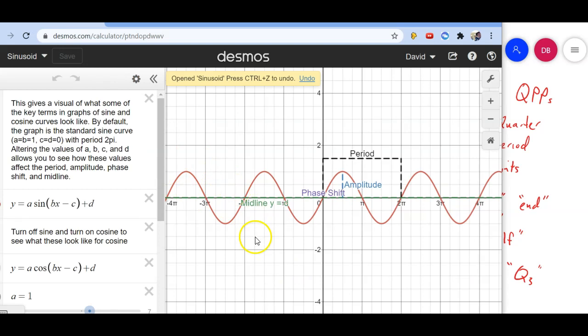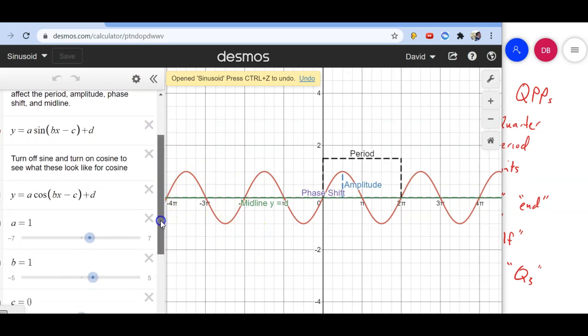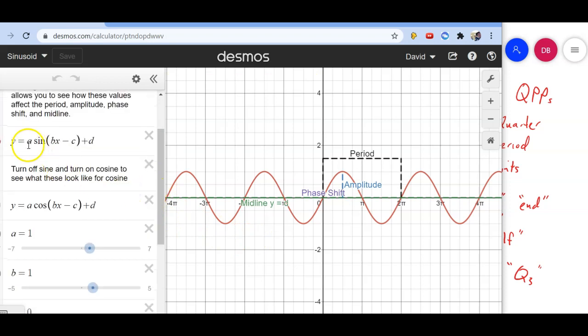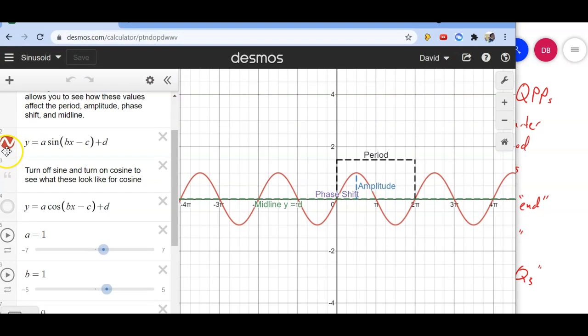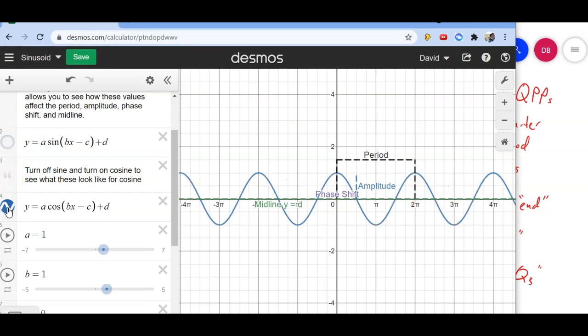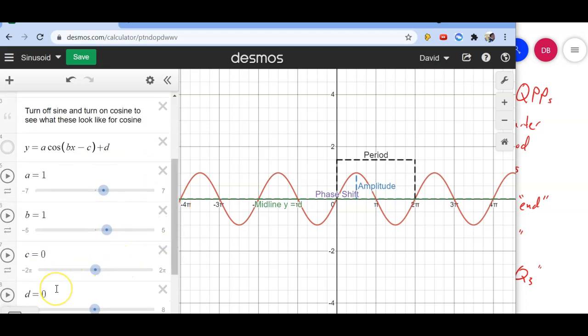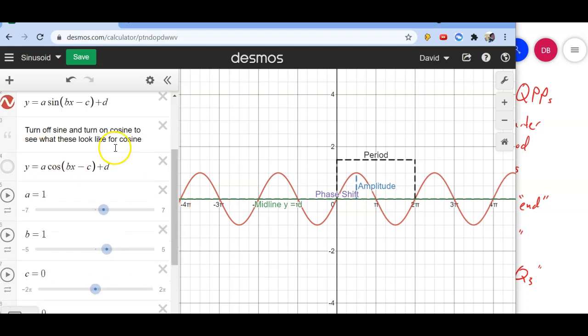So this is the basic sinusoid graph. I've got this available on our My Courses page. This is the sine function, in red. Blue is the cosine function, but you can see sine right now. Here A is 1, so 1 times sine of 1x minus 0 plus 0. So just the sine of x.